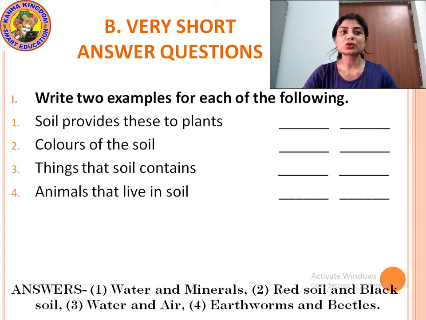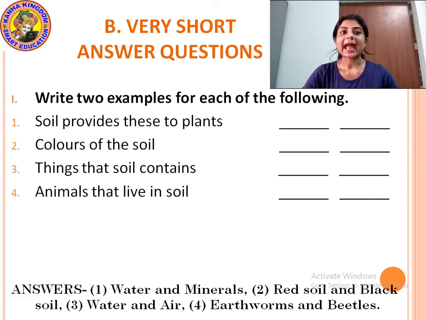Okay. Then number 2, color of the soil. Red soil and black soil. R-E-D, red soil, S-O-I-L, and black soil, B-L-A-C-K, black, S-O-I-L, black soil. Okay. Number 3, things that soil contains. What does soil contain? Soil contains water and air. W-A-T-E-R, water, and A-I-R, air.